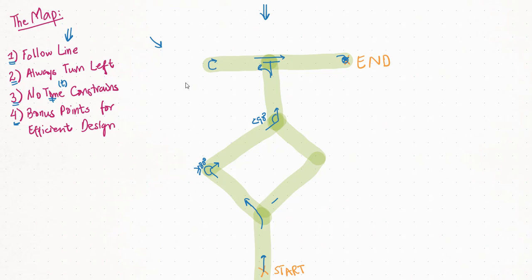Now, there are always some constraints given by the event organizer or, let's say, your project. You always have some project constraints, and we are assuming these constraints. You might not always be turning left. You might be given the condition that sometimes you can turn right, or you should always turn right. There might also be, like I said before, some timing constraints, and there are always some bonus points for efficient design.